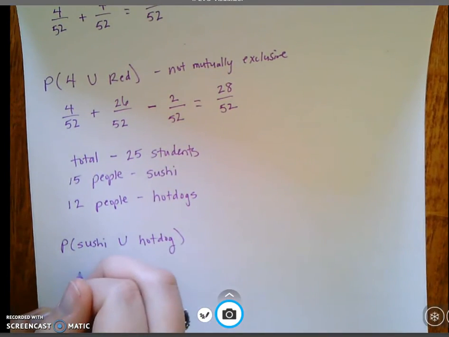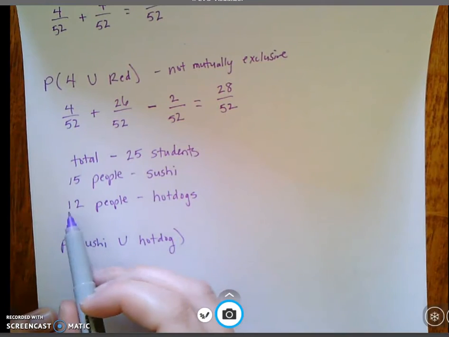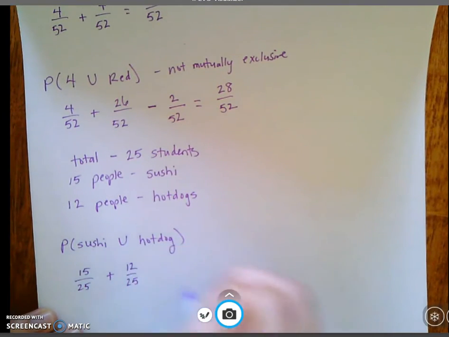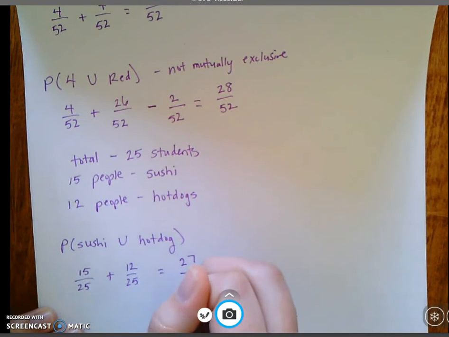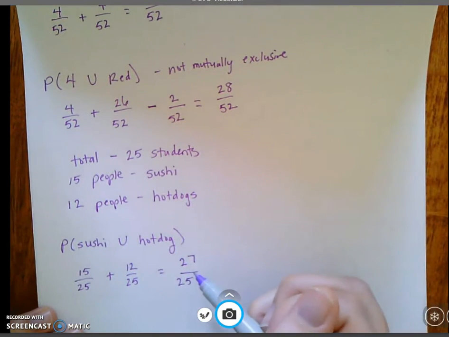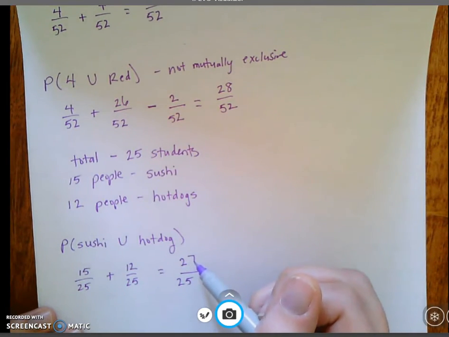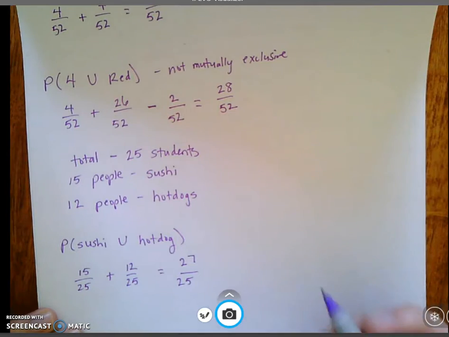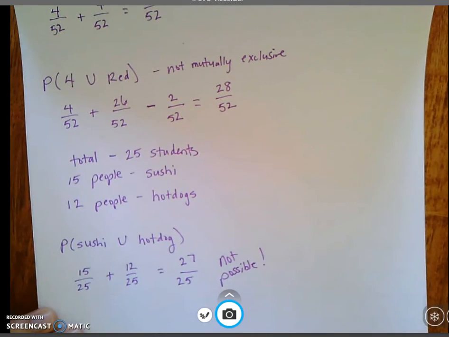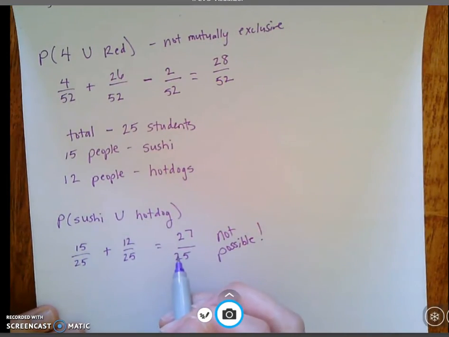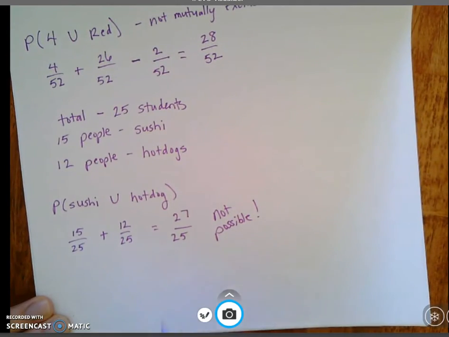The probability of liking sushi, well, there's 15 kids out of 25 kids that like sushi. Or means add. There are 12 people out of 25 that like hot dogs. Now, if I was just to add these together, 15 plus 12, I would get 27 out of 25. This is not possible. This is saying there are 27 students that like sushi or hot dogs out of 25. You can't have 27 out of 25. It's not possible. So if you ever forget to subtract, you're going to end up with situations like this sometimes. So be careful.